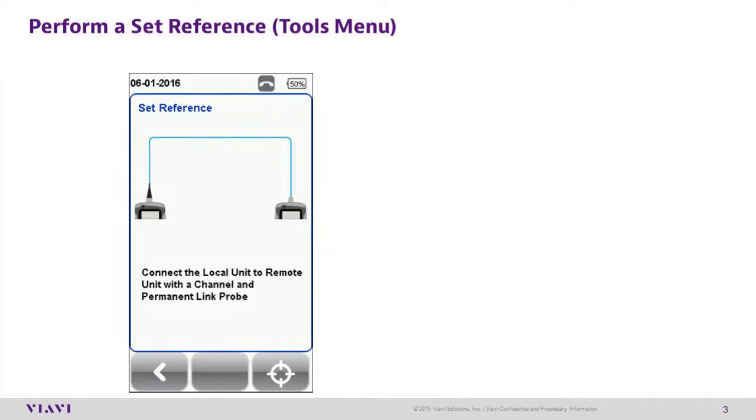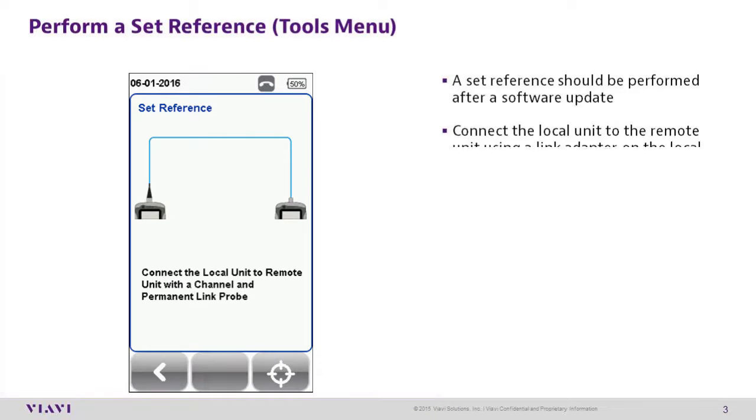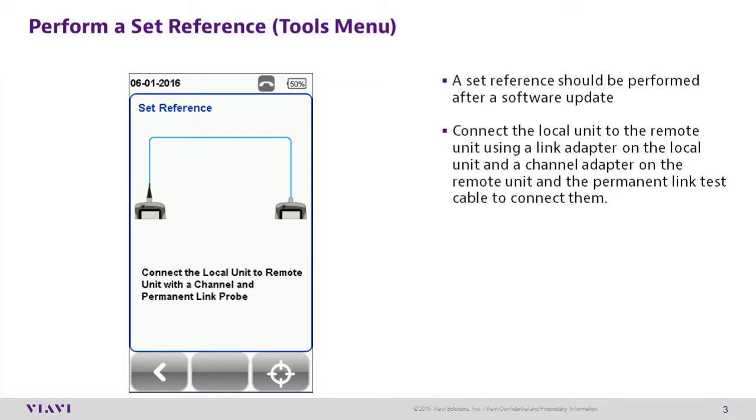Setting a reference. A new reference should be set every time the firmware is updated. Connect a permanent link adapter to the local unit. Connect a channel adapter to the remote unit. Then connect the units with a permanent link test cable.